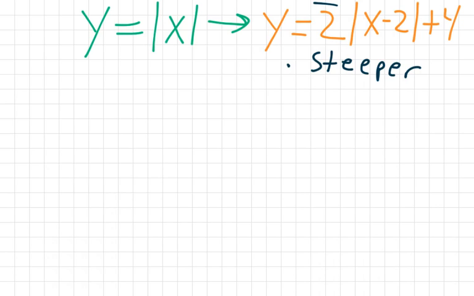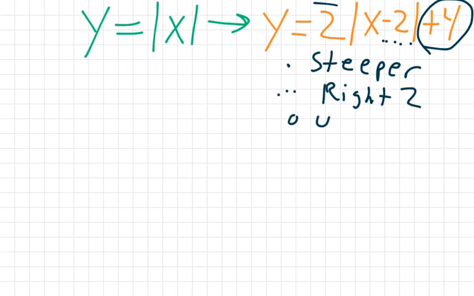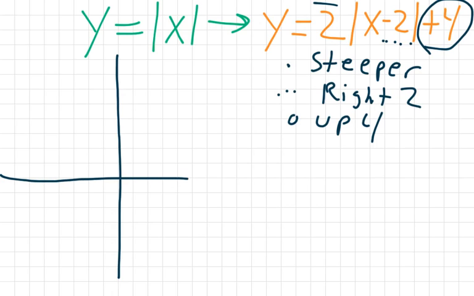With this right there, it's going right 2 spaces. And then with this plus 4, it's going up 4 spaces. So I'll kind of draw my grid over here. And so normally in the green, I had something like this, right? This is the parent function. This is what I started with, the most basic absolute value function.